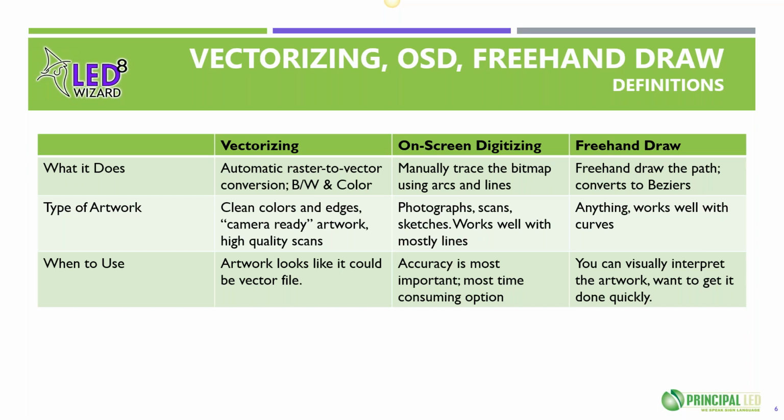And you can draw a center path on top of a bitmap without ever drawing the outline of the letter. And that's an option too. Or you could draw the outline of the letter and draw a center path. So the same tools could be used. You could on-screen digitize the outline, and you could freehand draw the center path for the LEDs, for example. So I think there are a lot of options here.